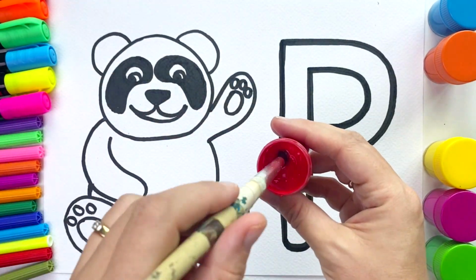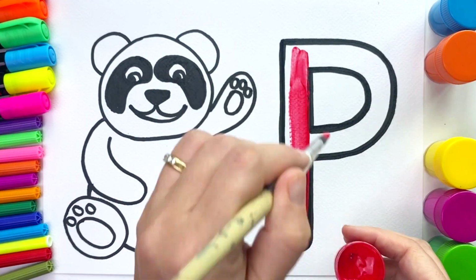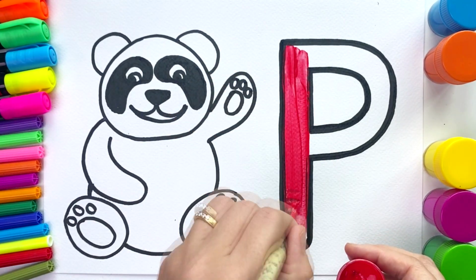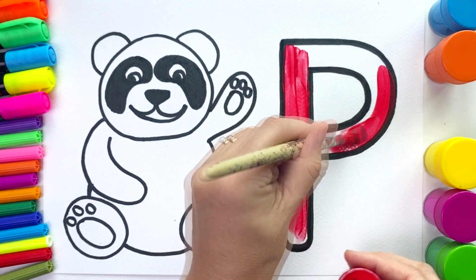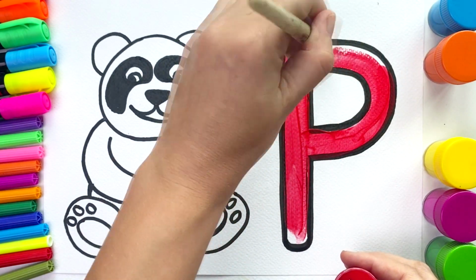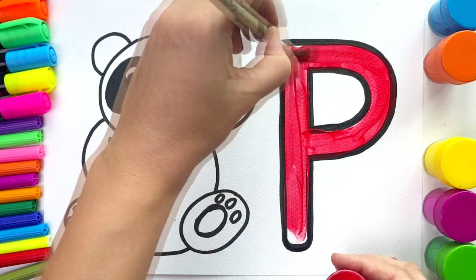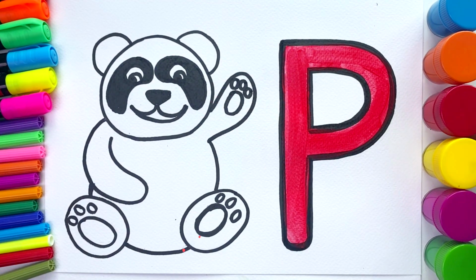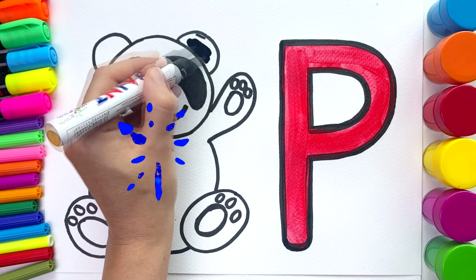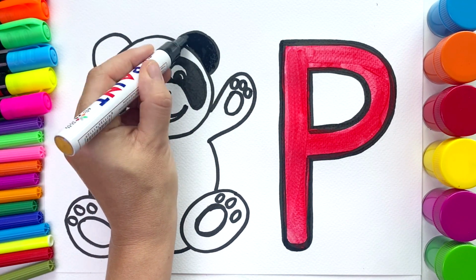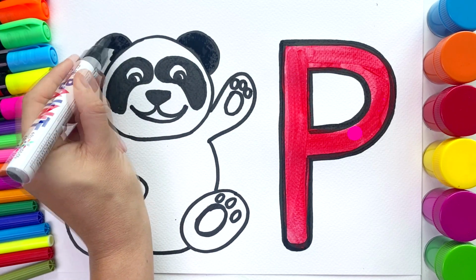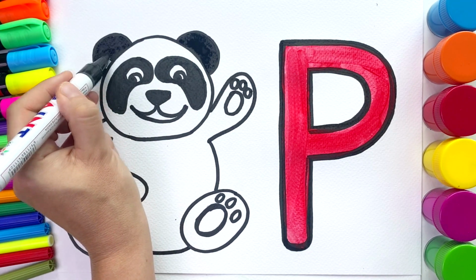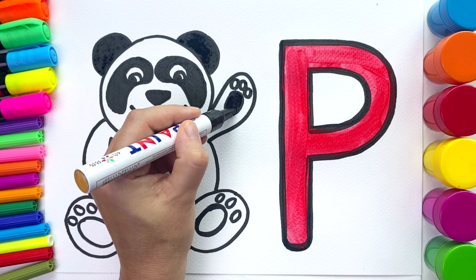Now let's add some red paint to the P. This color is red. Repeat after me. Red. Pandas are black and white and live in China.